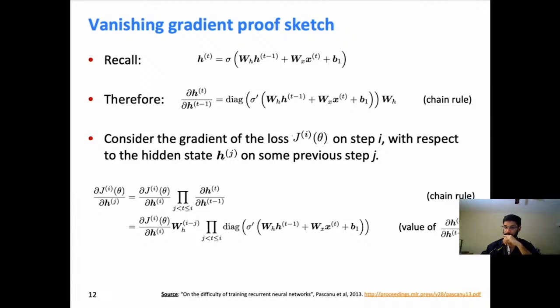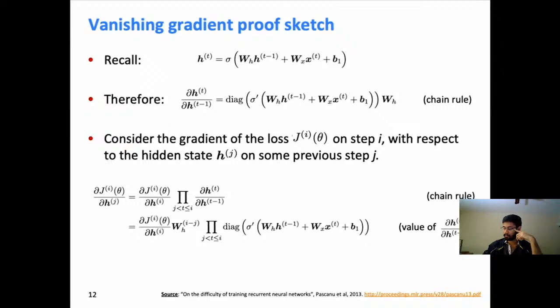So just by applying the chain rule, on the first line we're saying that this derivative that we're interested in can be decomposed into the derivative with respect to step i, which is kind of the last step, and then all of those intermediate gradients of the adjacent hidden states as well. So that first line is exactly the same thing as we were looking at in the diagram on the previous slide.